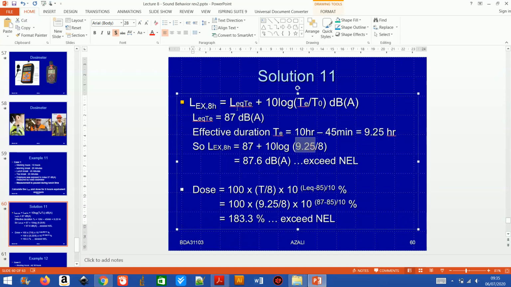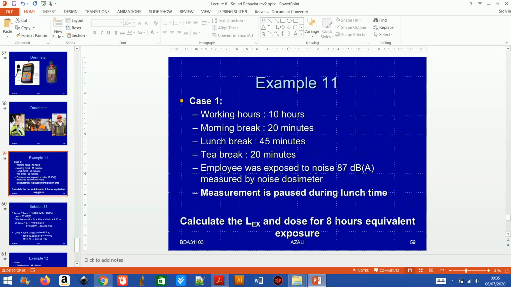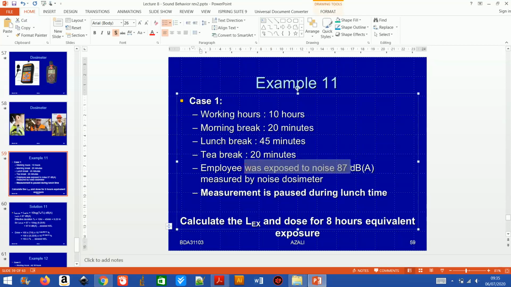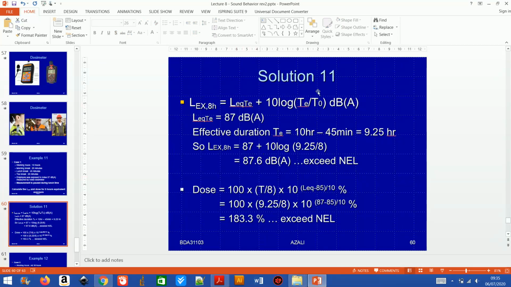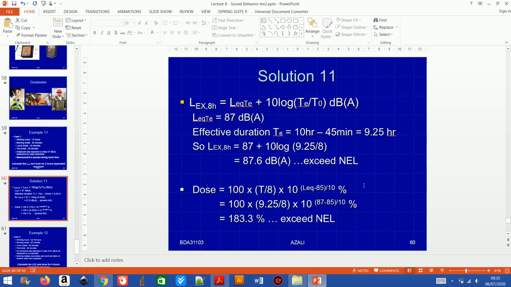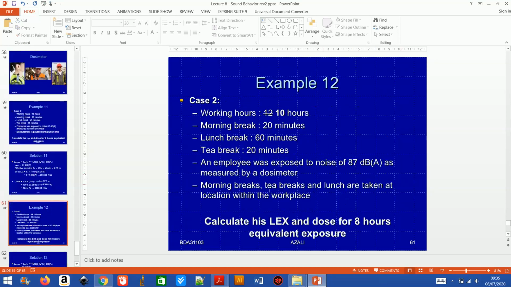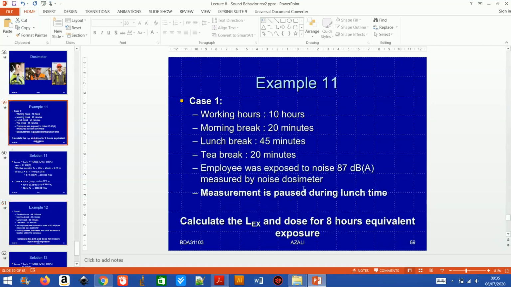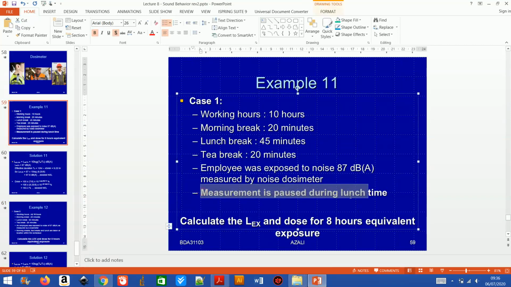And then the LEQ,TE is given in the example, where it mentioned that the employee was exposed to noise of 87 dBA measured by noise dosimeter. So this is the LEQ,TE. Once you use this equation, you will get the equivalent noise exposure for 8 hours. Okay, so let's move on. Try to do it by yourself. It's quite the same. It's just that in the previous lecture I mistakenly skipped this statement.